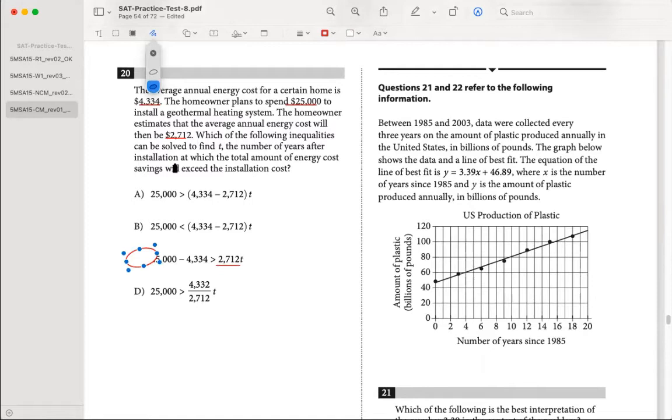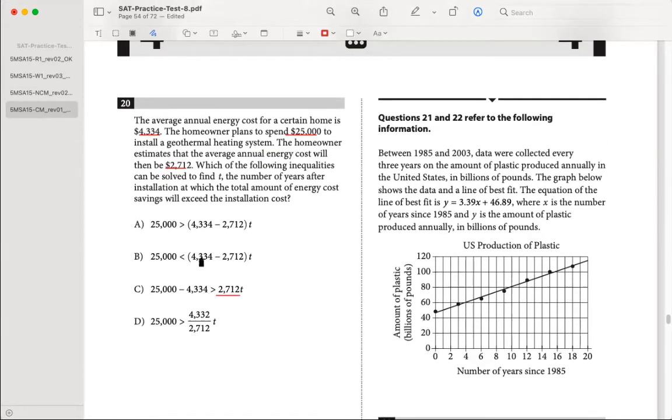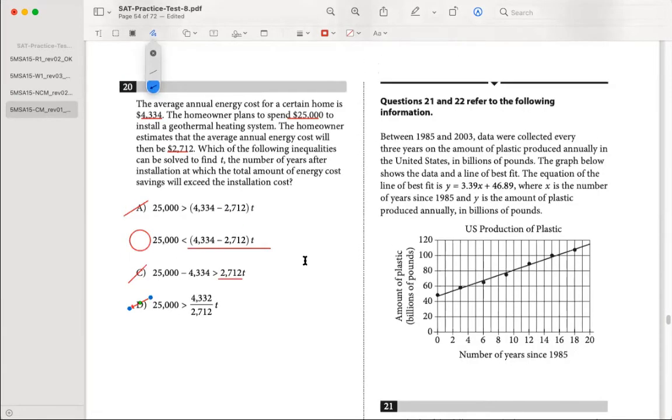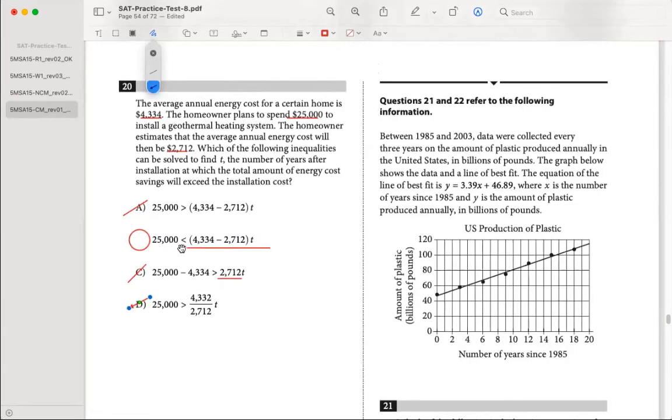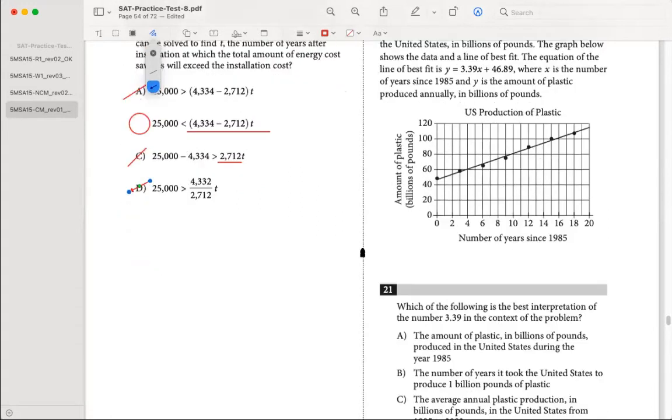Oh, wait. Hold on. No. 25,000. No, yeah. You want that one. Yeah, I wrote down the wrong one. Because 25,000 is less than. Okay, yeah. Just making sure I was right.